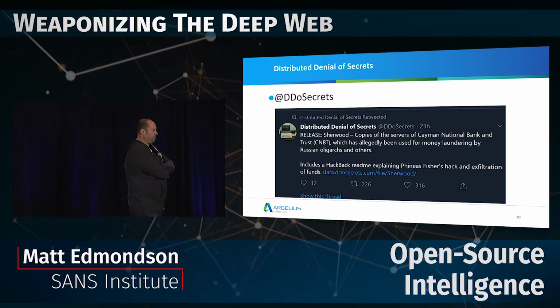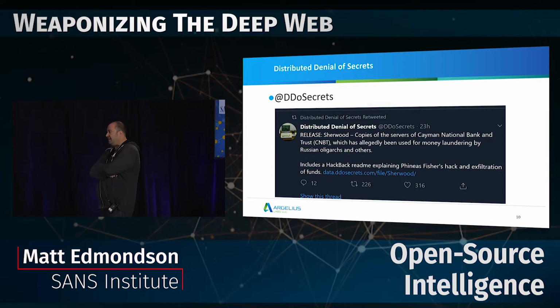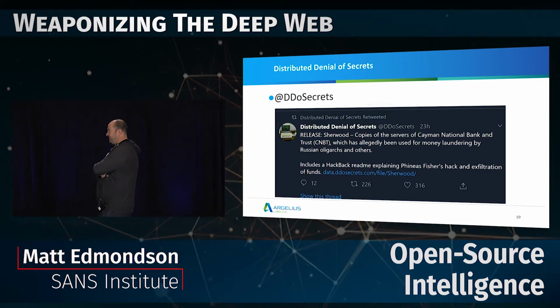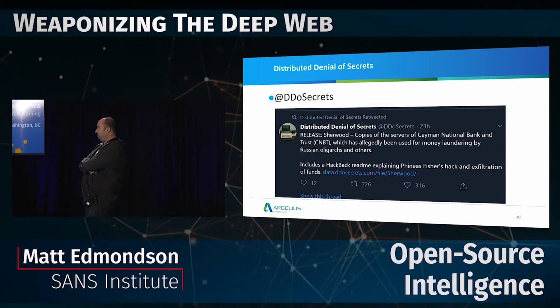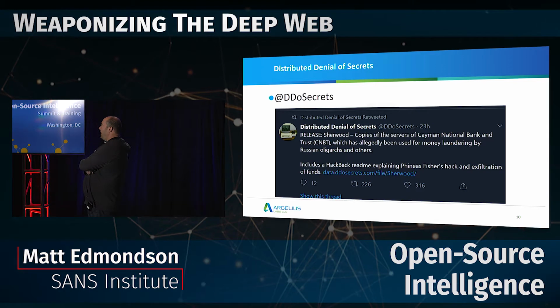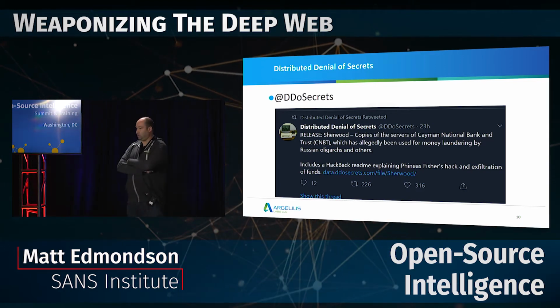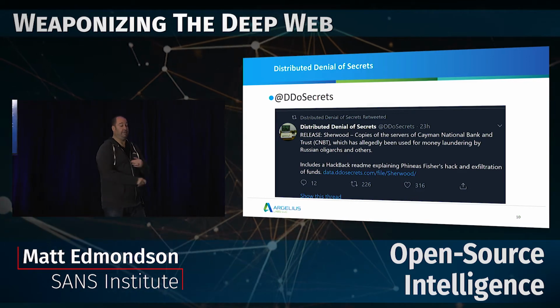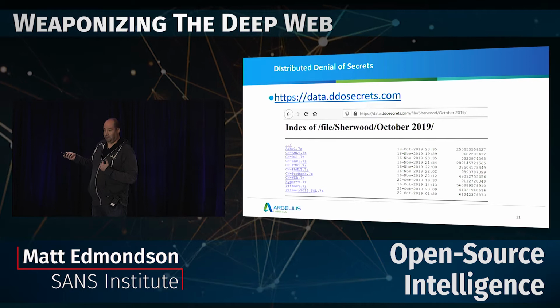Distributed Denial of Secrets, if you haven't heard of it, it's kind of like WikiLeaks' slightly classier cousin, but they've been releasing a lot of really good data leaks lately. This was one they recently had. It said copies of the servers from the Cayman National Bank, where a bunch of wealthy Russians were storing their money and kind of doing some shady stuff. And when they say copies of the servers, no, they mean copies of the servers.